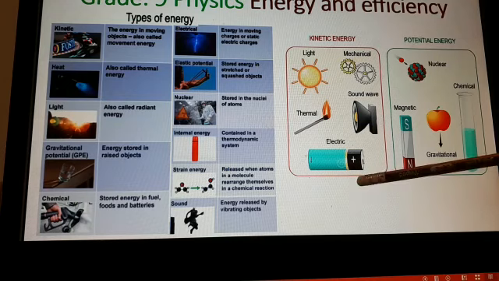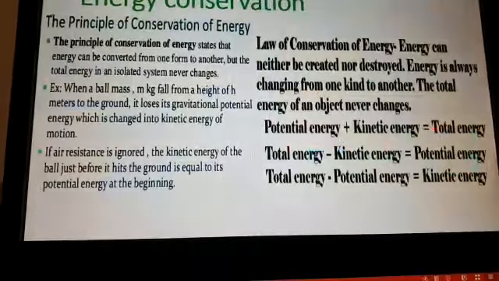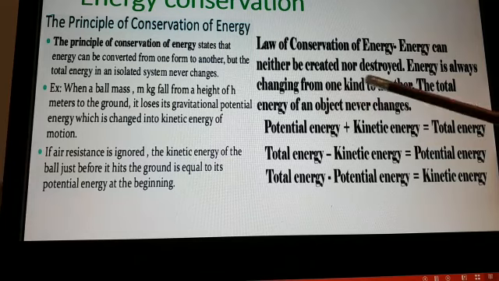Here are examples of kinetic energy and potential energies. Now, what is energy conservation? We already studied that one. What is the law of conservation of energy? The law of conservation of energy says energy can be neither created nor destroyed. It can change from one form to another only. Energy always changes from one kind to another.